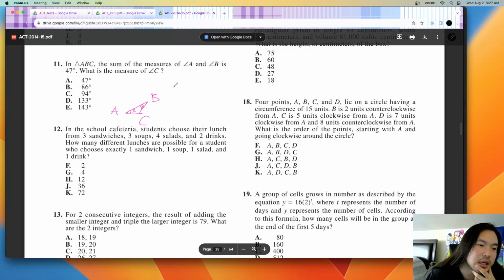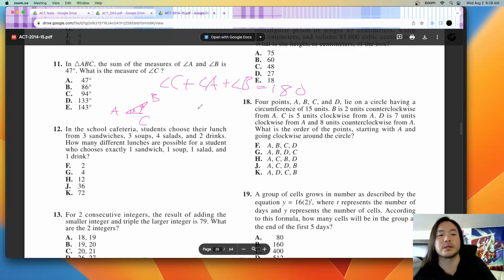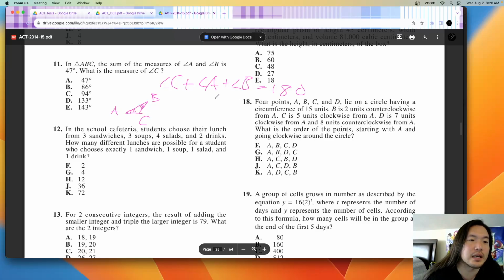Actually, let's just use angle A and angle B. Angle C plus angle A plus angle B. What is this going to be equal to? This is always equal to 180. The interior angles of a triangle always equal 180. They tell you that the sum of the measures A plus B is 47. Well, this question becomes very simple. Angle C plus 47 equals 180. What is 180 minus 47? It's going to be 133. Yeah, it's D.